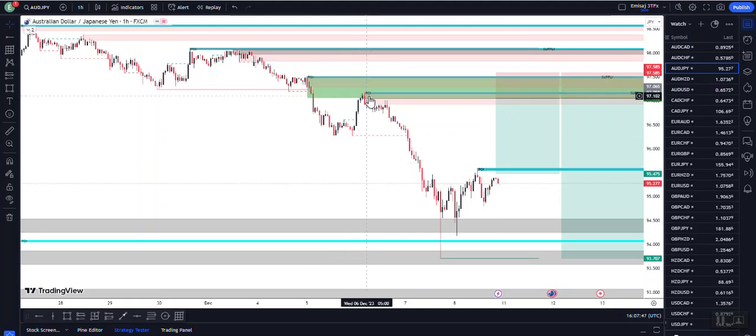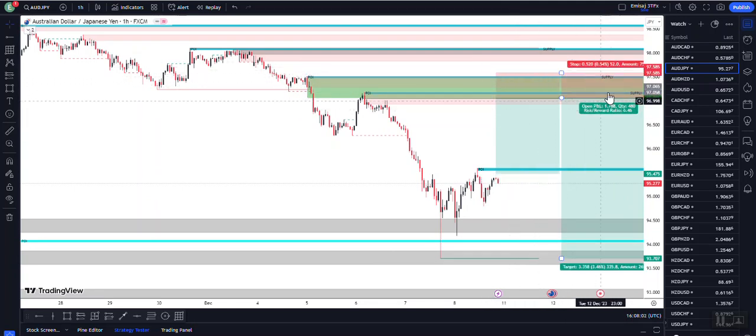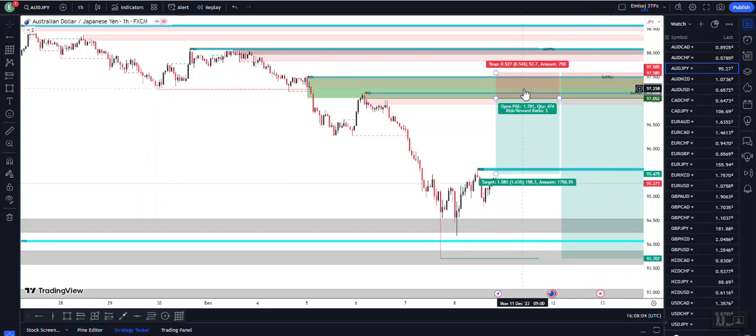But while it dropped, it gave us another POI here. So my expectation is when price gets to this point, creates a liquidity level, grabs the liquidity, then I'll look to take my entry at this level on AUD JPY.